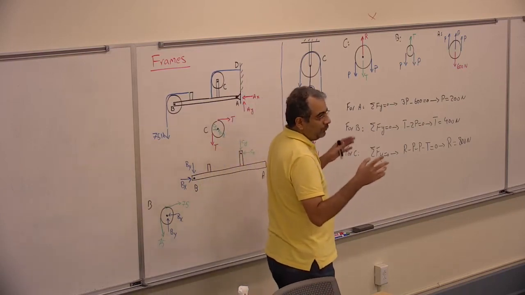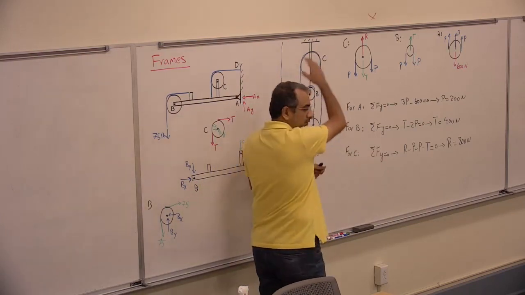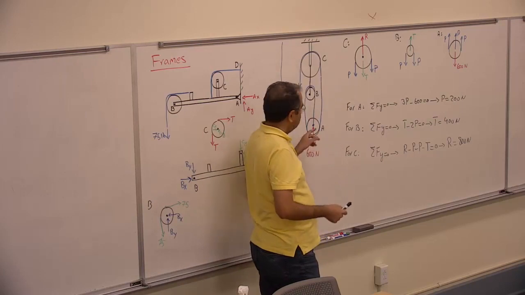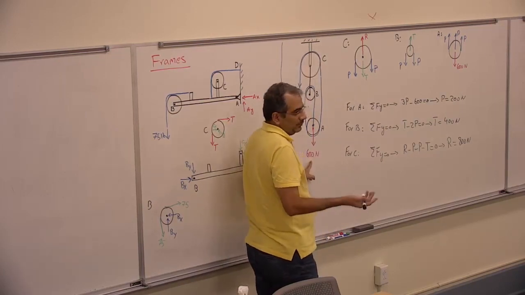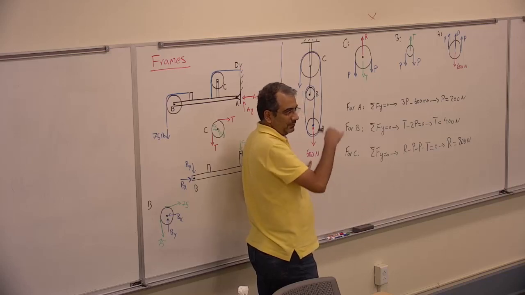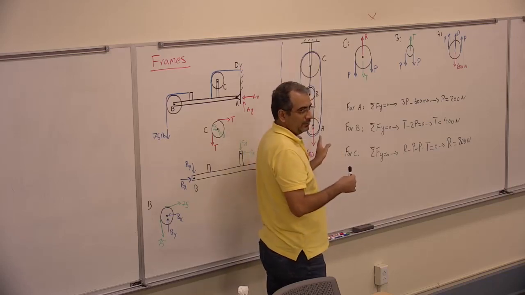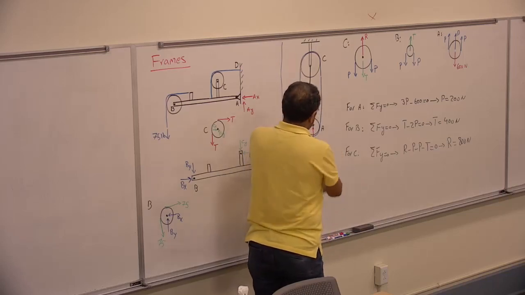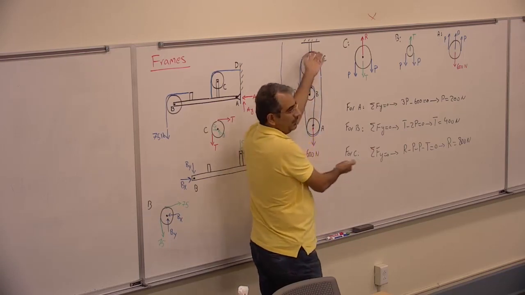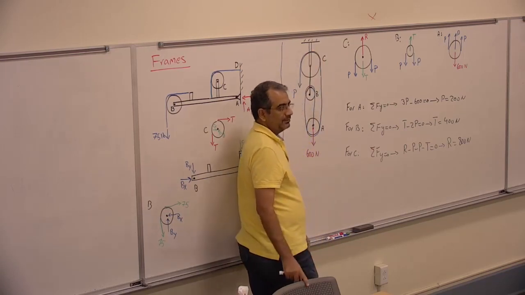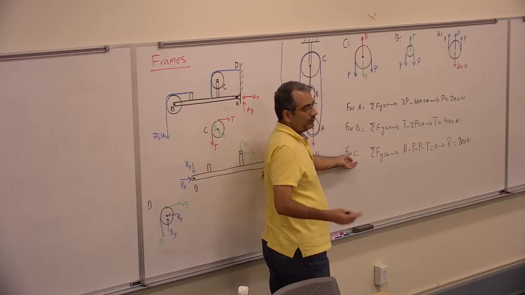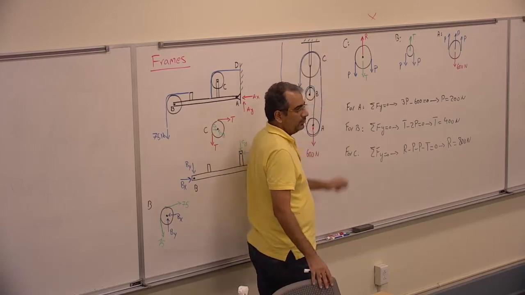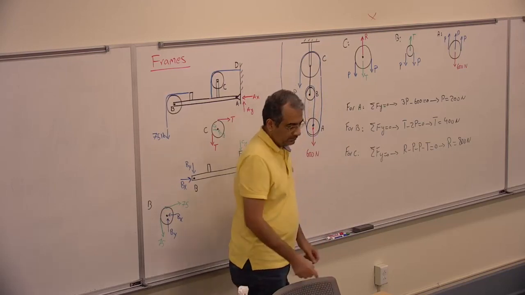Okay, and if you consider the entire object, R is equal to P plus 600, right? If you consider the entire thing, 200 here, 600 here, so R should be 800. Instead of writing it for the C, I could have written it for the entire pulley system. The thing is over.